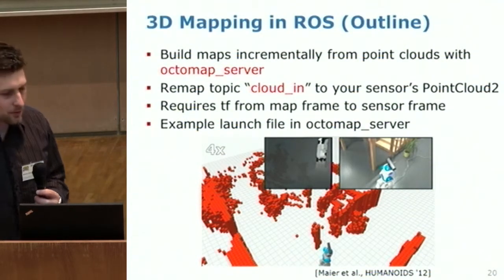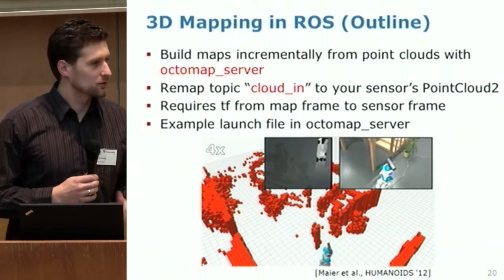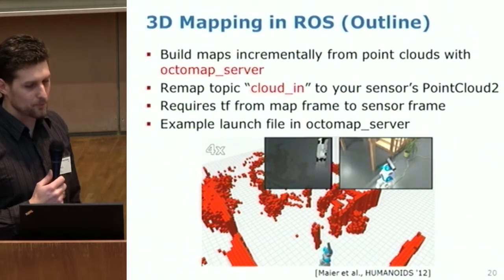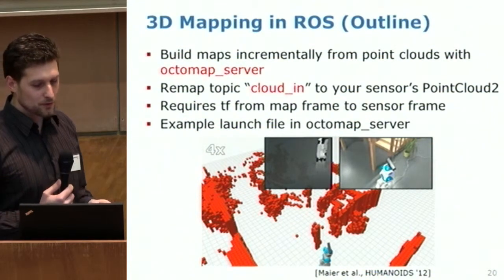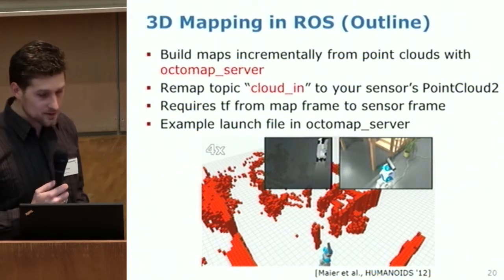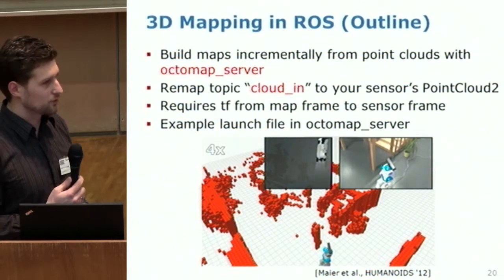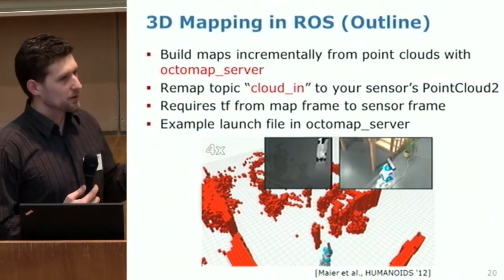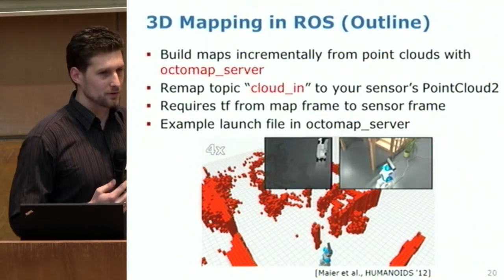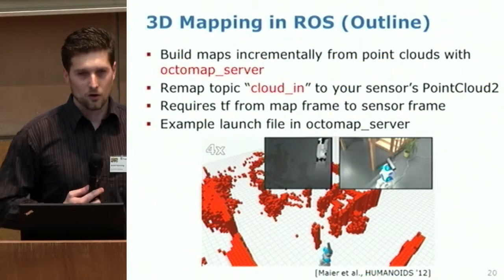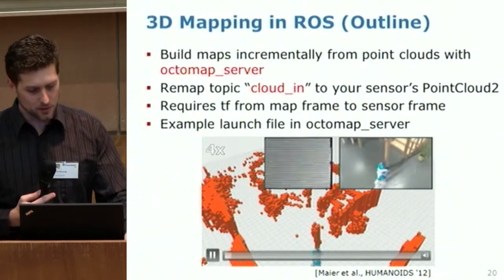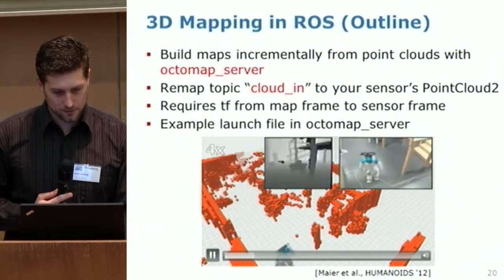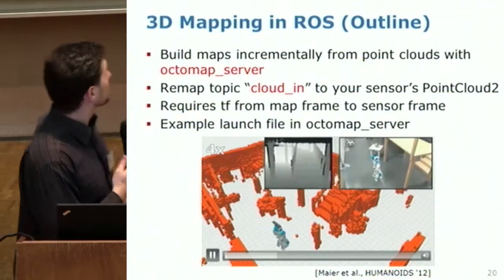What you need to do there is listen to the cloud in topic, which needs to be a point cloud too. So you need to remap the topic to your actual data coming from the sensor. And what's also important is that you need a TF transform from the map frame to your robot sensor frame. So your robot needs to have some sort of localization or other pose estimate. And there's an example on file that you can look into.